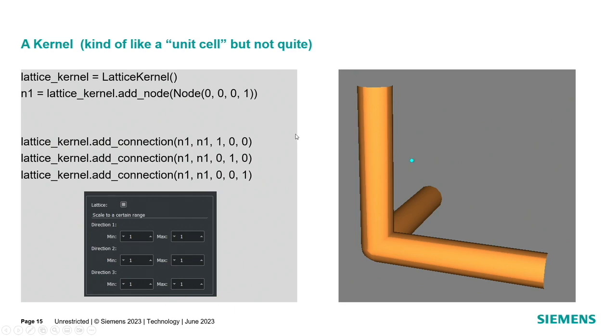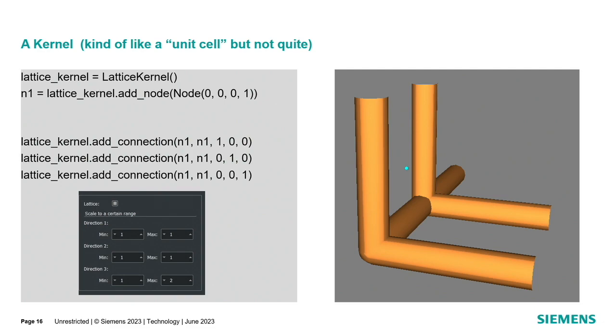We can do more things that are a little more interesting. So you saw at the beginning, we talked about the Eiffel Tower in the video. So doing lattices of lattices is really kind of cool, or lattices of lattices of lattices.